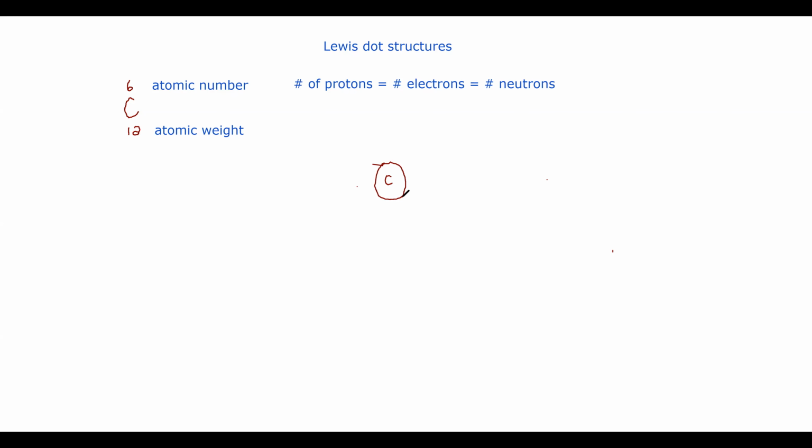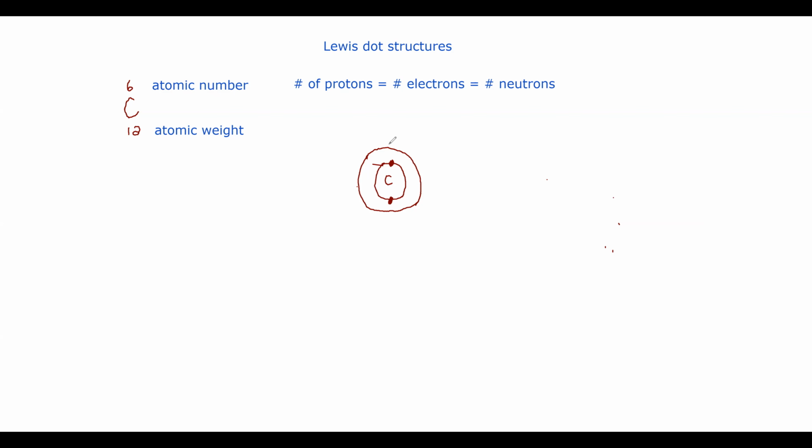Now remember, the first shell can hold 2 electrons. That is the most it can hold. Now carbon has 6 electrons. We have already used up 2. And by used up, I mean we have drawn them in our diagram. So we have to draw another shell because carbon has 4 more electrons that we have to place.